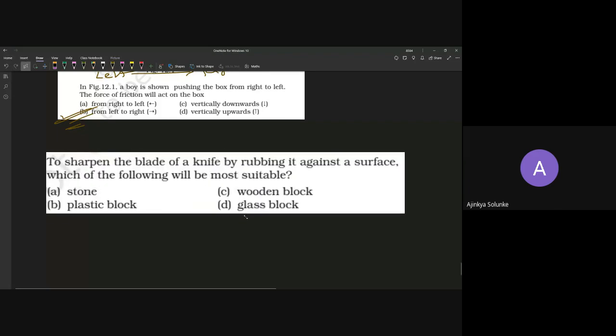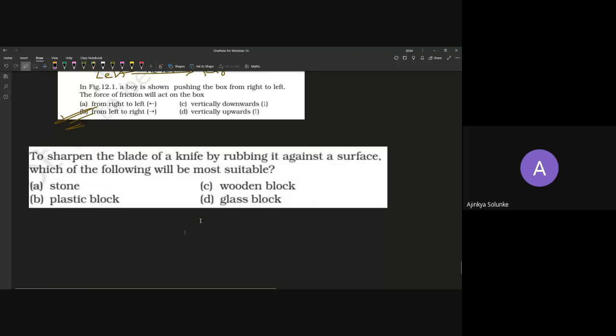Next question. To sharpen the blade of a knife by rubbing it against a surface, which of the following will be most suitable? They're asking that we have a knife and we want to sharpen it. How to sharpen it? Can we use a stone, a wooden block, a glass block, or a plastic block? Definitely stone, right? What is the reason? Because it is going to offer more friction. More friction will be offered by stone. That's why.